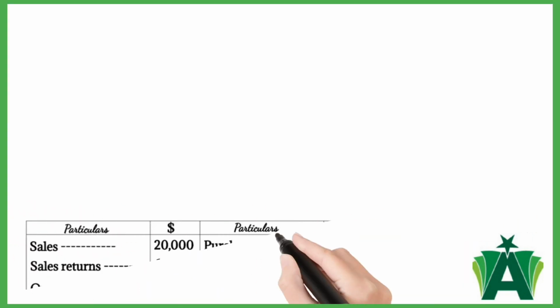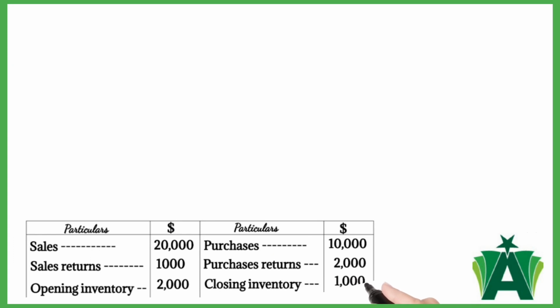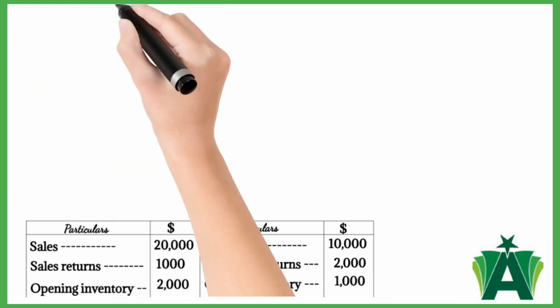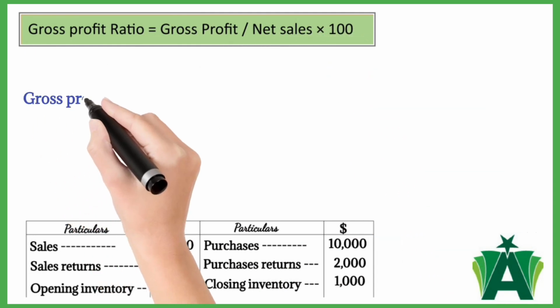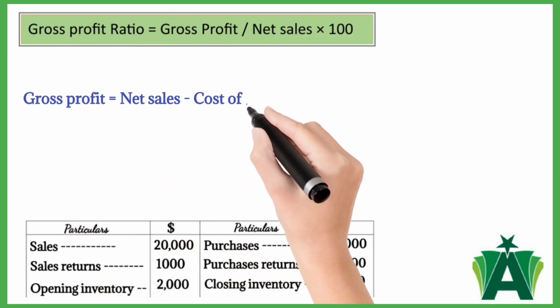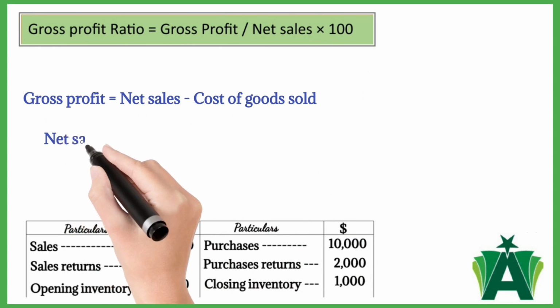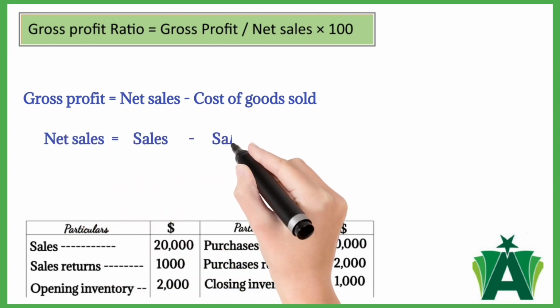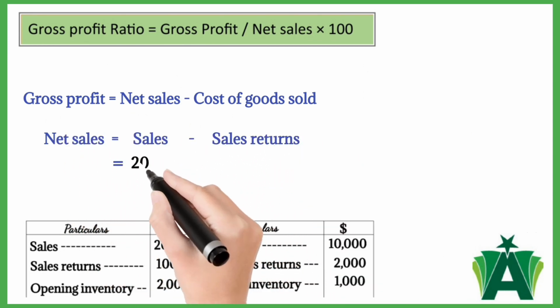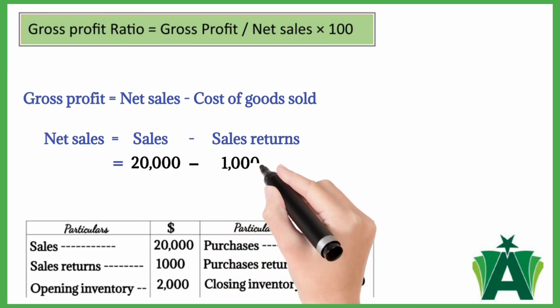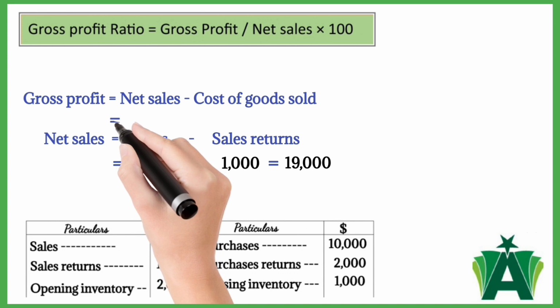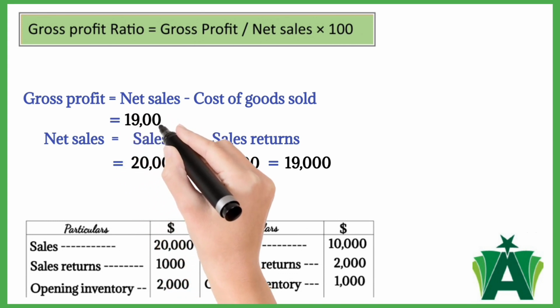Dear students, from the following particulars calculate the gross profit ratio. Gross profit ratio is gross profit divided by net sales multiplied by 100. Gross profit equals net sales minus cost of goods sold. Net sales equal gross sales minus sales returns. Gross sales is $20,000 minus sales returns $1,000. The amount of net sales is $19,000.